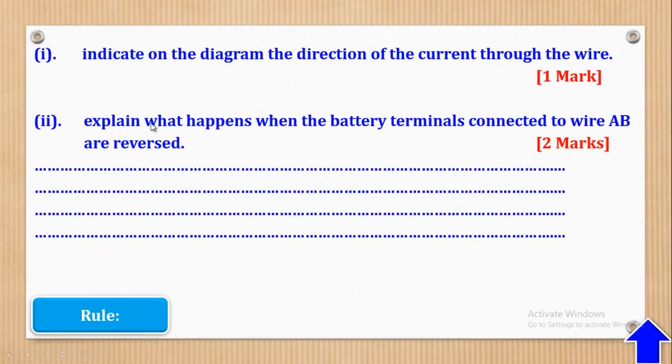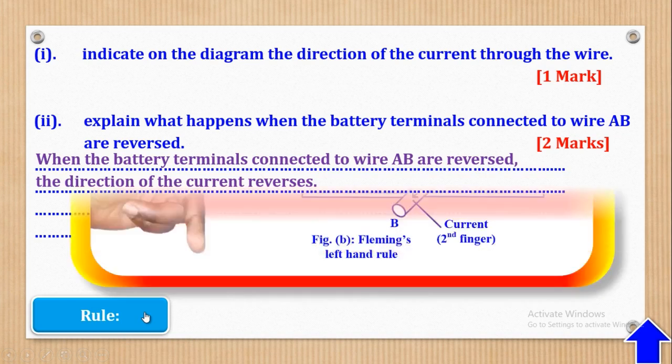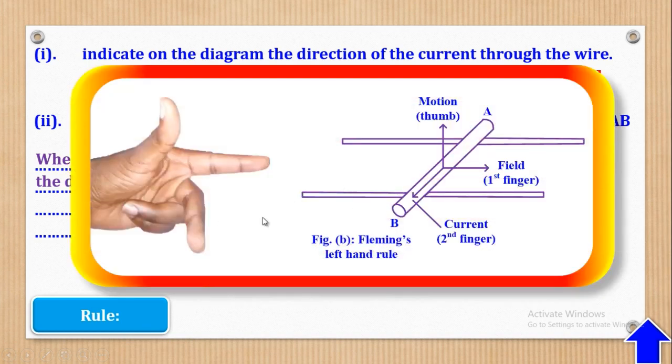Now Roman 2, they said, explain what happens when the battery terminals connected to wire AB are reversed. So when the battery terminals connected to wire AB are reversed, the direction of the current reverses. Therefore, by Fleming's left-hand rule, when this direction reverses and the field remains in the same direction to the right, you realize the thumb will be pointing upwards, meaning the force will be in the upward direction.